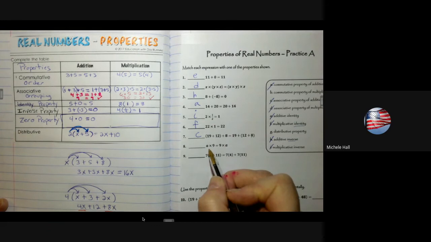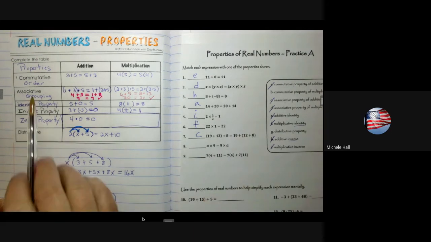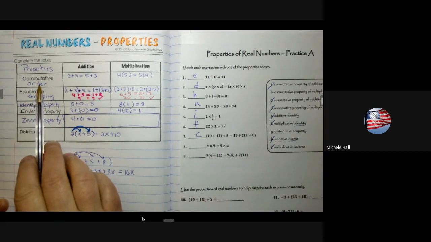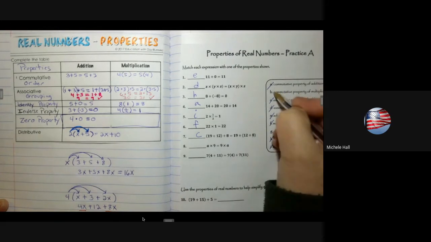A times 9 equals 9 times A. The order has changed. First it was A times 9, and then it switched to 9 times A. Which property is about order? That would be the commutative property of multiplication.